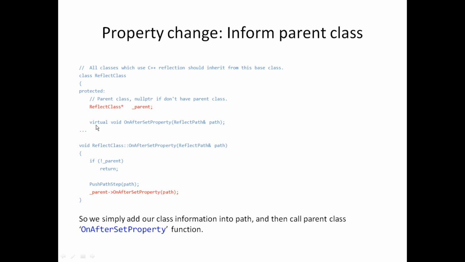And then we have a default implementation for on after set property, which is a virtual function and can be overridden by the developer. Its default implementation is pushing some additional information about the path, so type, property name, and instance pointer, and after that it is calling the parent's implementation of on after set property.